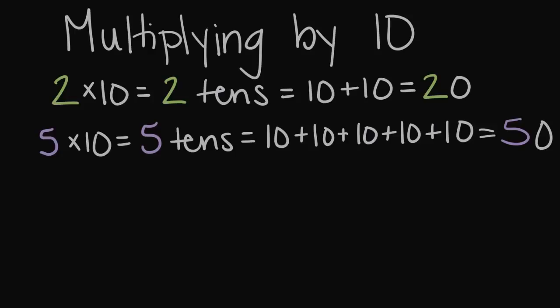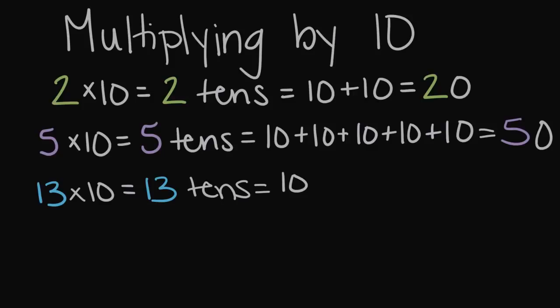Let's go to one more, maybe one that we don't know the answer to off the top of our head. Let's try something like 13 times 10. Maybe we don't know the answer to 13 times 10, but we do know that 13 times 10 is 13 tens. And we can count 13 tens. We'd have a 10 plus another 10 plus another.